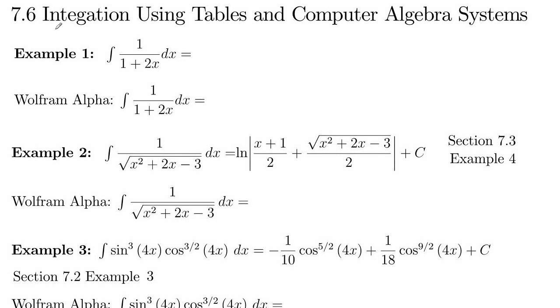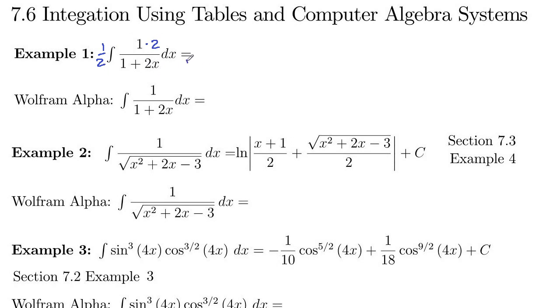So here in section 7.6, we're going to look at integration, not so much using tables, but computer algebra systems. So for example, let's say that we want to integrate 1 over 1 plus 2x dx. Well, I look at this and I see a function on the bottom. Its derivative is just 2, and I've got constants on the top. I could multiply by that 2 and then compensate outside with a 1/2.